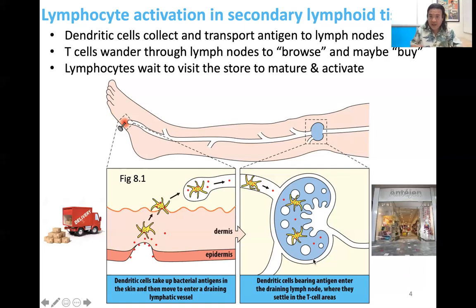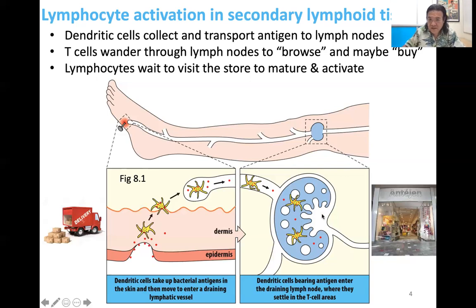And this lymph node then is like the store at the mall. So the dendritic cells have brought stuff there and can now show this antigen to lymphocytes and other immune cells that have come by the store to browse and maybe buy stuff.